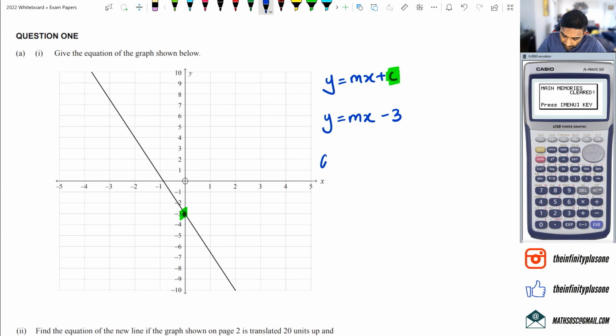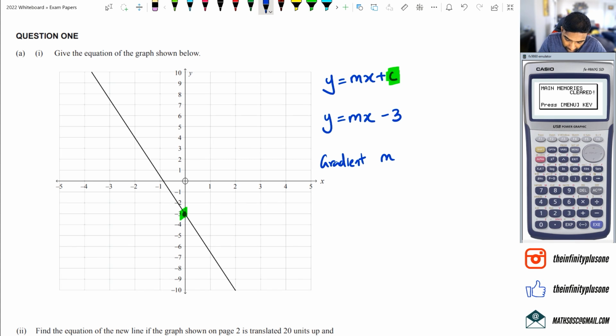So gradient, which is also known as m, can be written as, I mean, in your classes you might have done it completely different. You might have done rise over run, you might have done change in y over change in x. It doesn't really matter. Pick the one that you feel confident in, and then you can go with it. Now the one I'm going to use is change in y over change in x. So I'm going to look for another point that's quite clear.